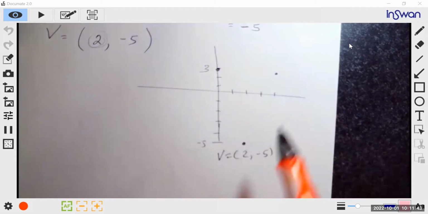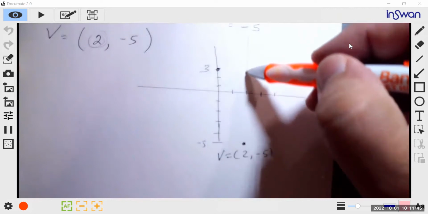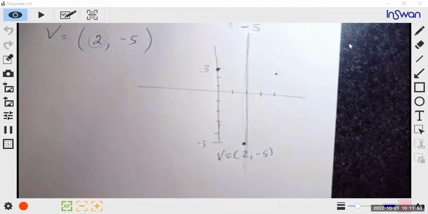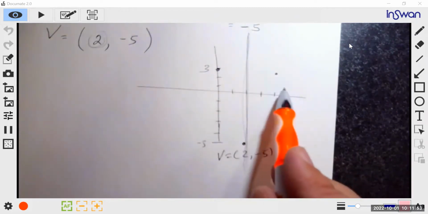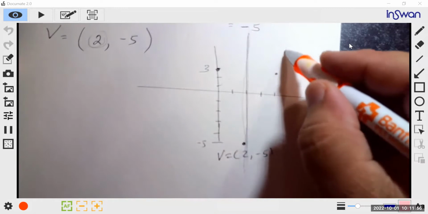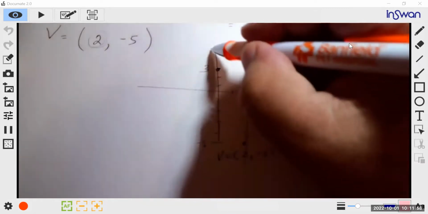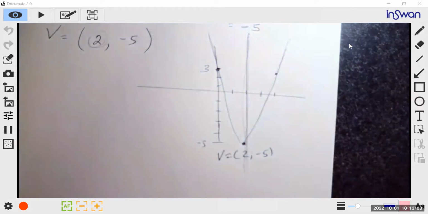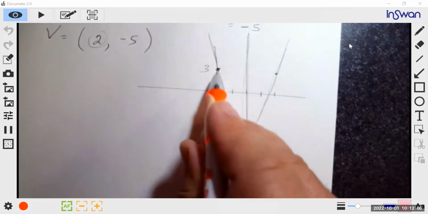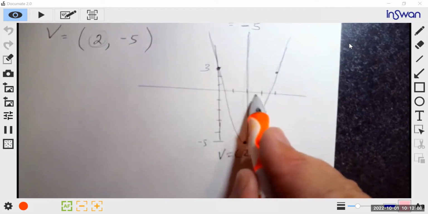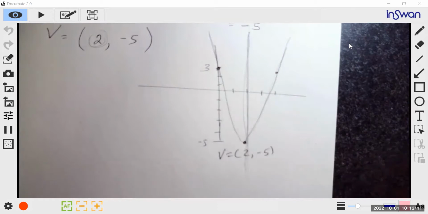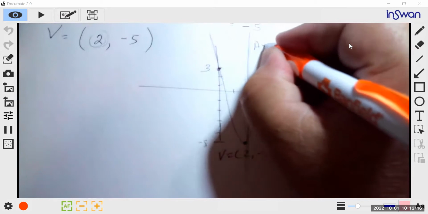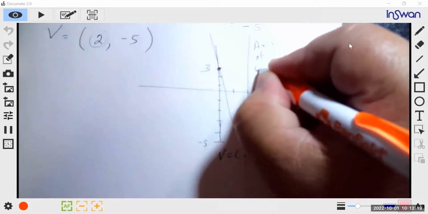Exactly. Because since this is my vertex, if I folded the piece of paper along this line here, this side would fold over here and it'd be mirror images. So it's 2 to the left, up 3, so it's 2 to the right, up 3. Has to be a mirror image. The line that you fold on is called the axis of symmetry.